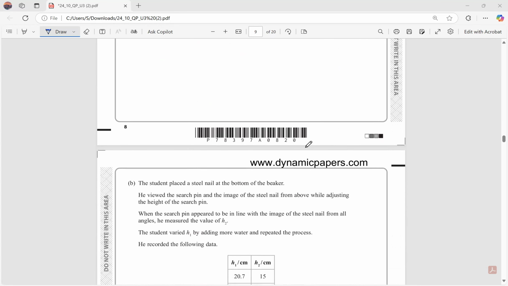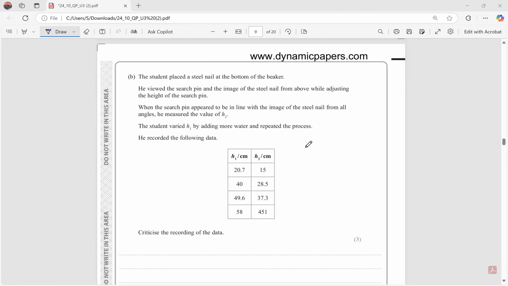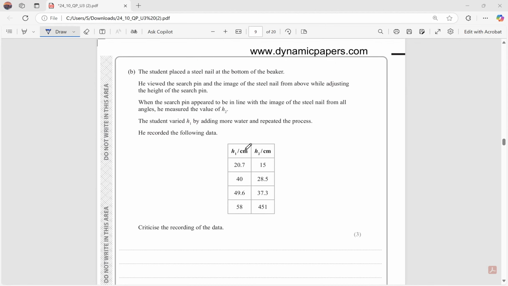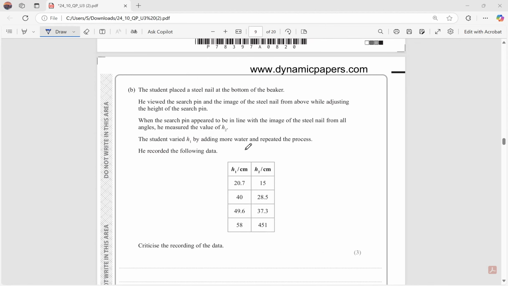Moving on to part B, the student placed a steel nail at the bottom of the beaker. He viewed the search pin and the image of the steel nail from above while adjusting the height of the search pin. When the search pin appeared to be in line with the image of the steel nail from all angles, he measured the value of H2. The student varied H1 by adding more water and repeated the process. He recorded the following data, criticize the recording of the data.